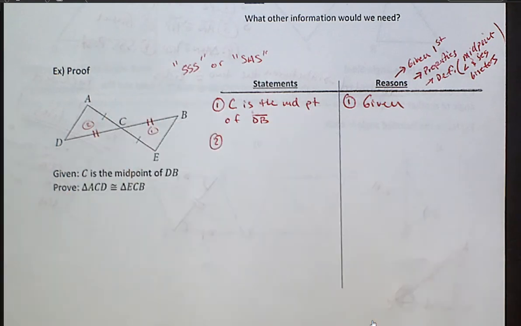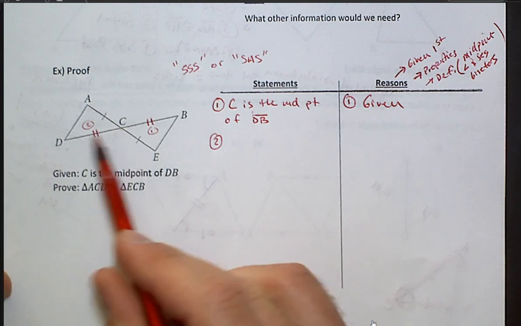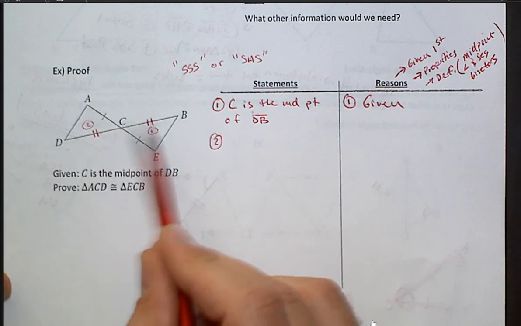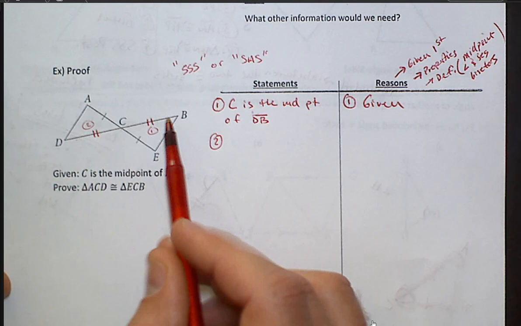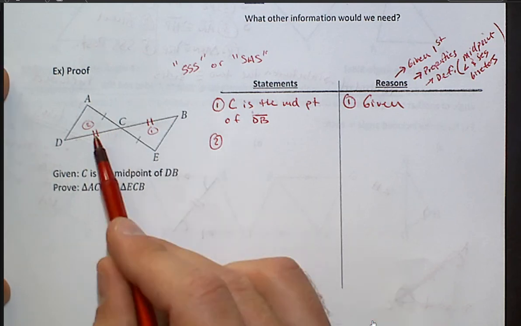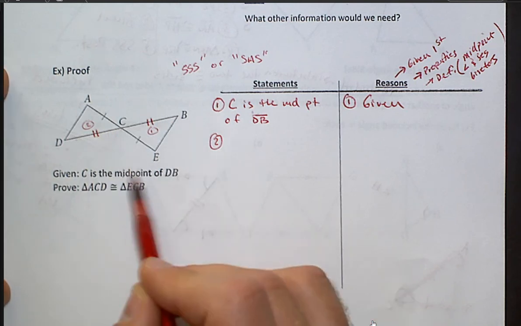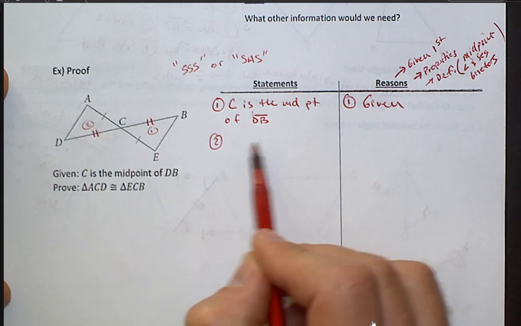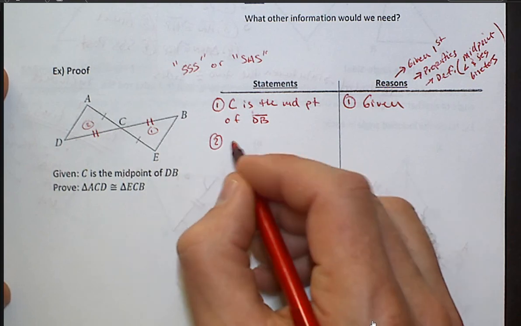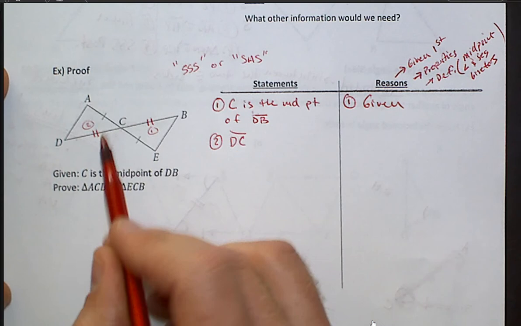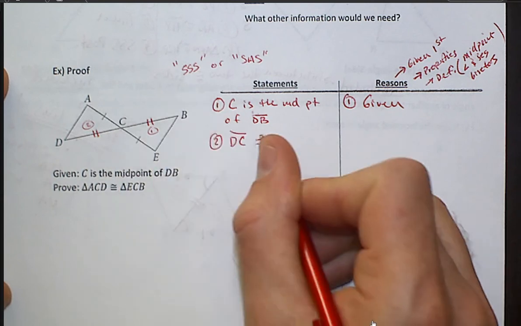Right? If C is in the middle of DB, that means this segment is congruent to this segment. Now, what most students do wrong is they mark this down because they get excited because they understand what midpoint is, but they don't put it in their proof. You have to write DC, which is this, is congruent to BC.